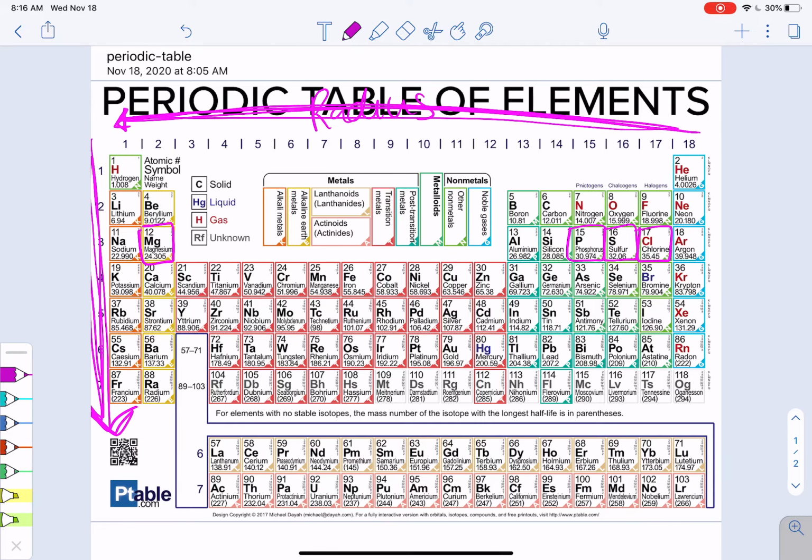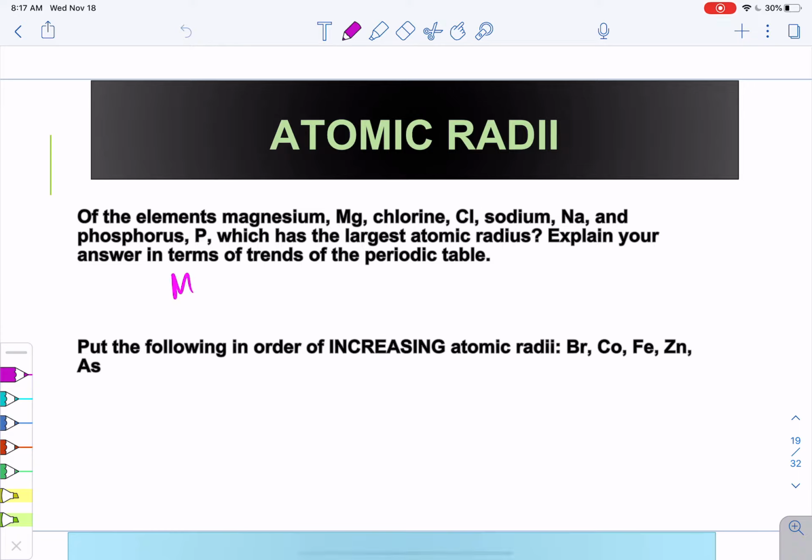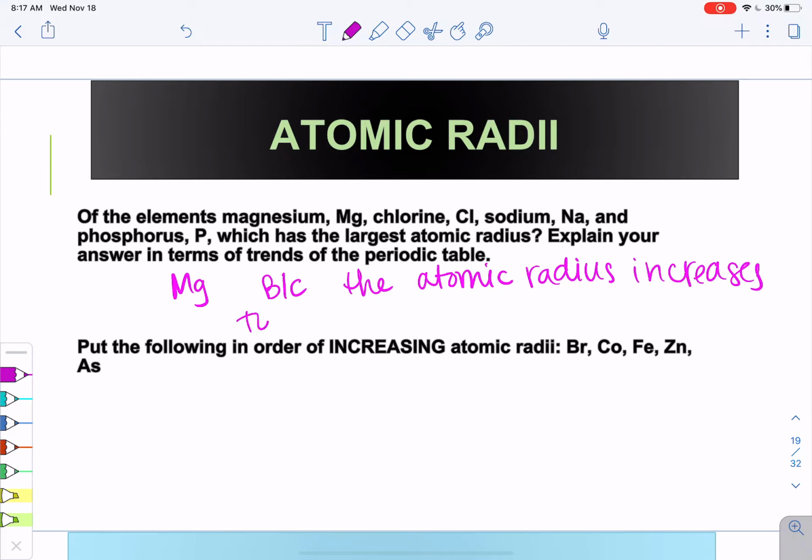Okay, so this is radius. All right, so we can see that the small side is on the right and the big side is on the left. So we can obviously see that magnesium is the largest because it's on the big side. So we're going to go back here and say magnesium because the atomic radius increases to the left.